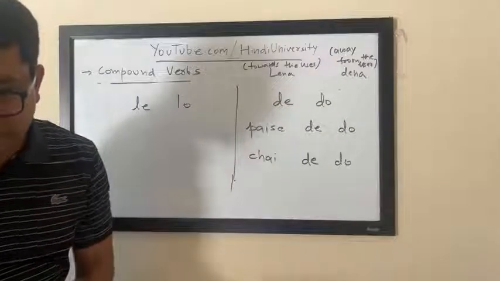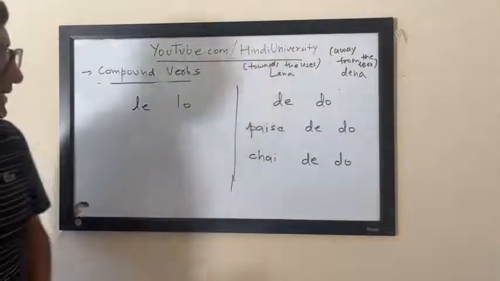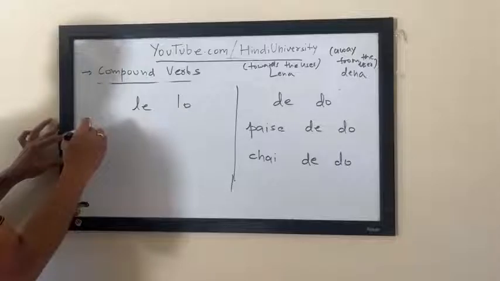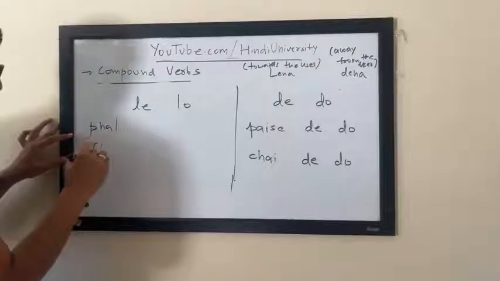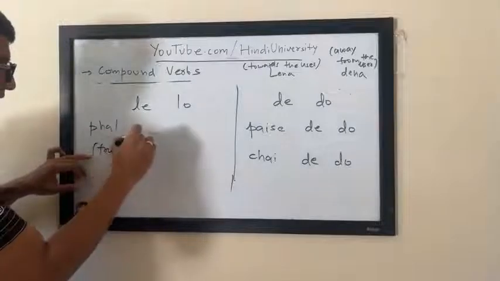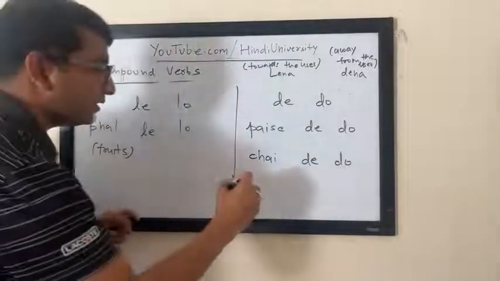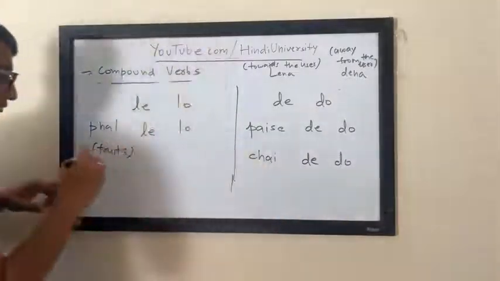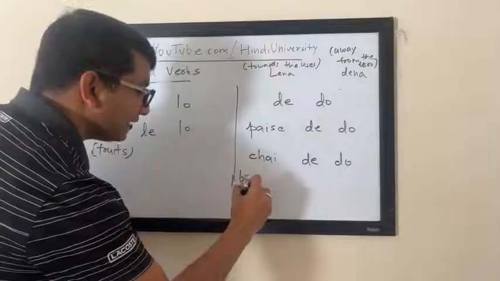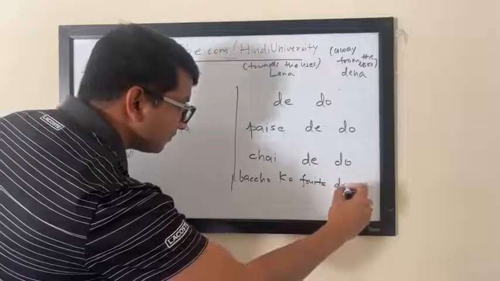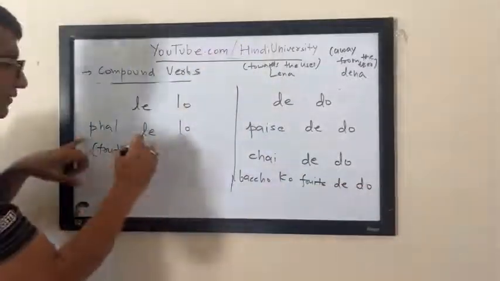Sharmila ji, what can you think of, some simple sentences with Lelo and Dedo? Phal le lo. Phal, meaning fruits. Phal le lo. And बच्चों को फल दे दो. Very good. So when will you say फल ले लो versus फल दे दो? When someone is giving it, when someone is taking it. So you use it when somebody is taking it.